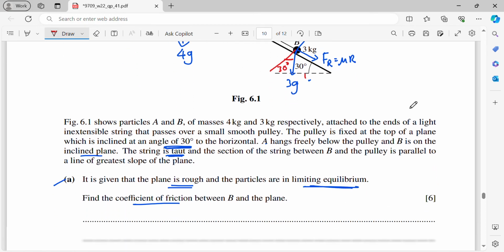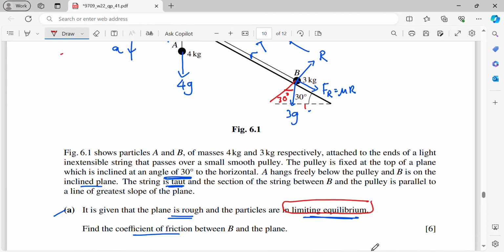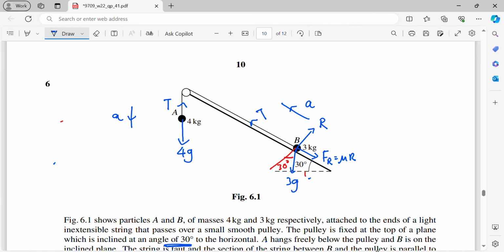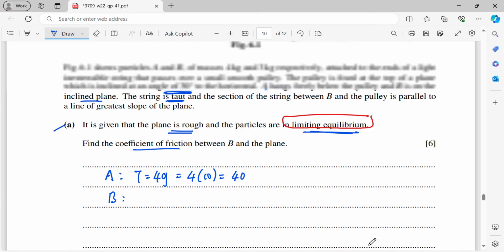Alright, so now, to find the coefficient of friction, because it's mentioned that limiting equilibrium means that the whole system is static, it's not moving yet. Therefore, I will just resolve the two particles A and B. For particle A, obviously T equals 4g. So here I will write A: T equals 4g. Then this is basically 40, right? Because your g is 10.